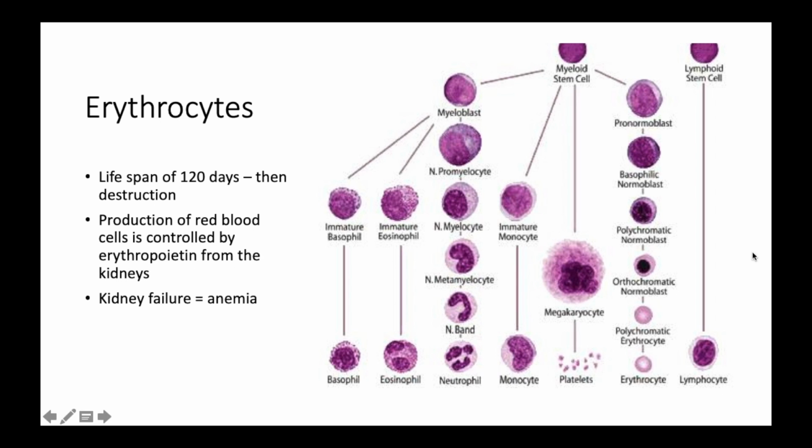I'll just point out here, all of these cells start from a myeloid stem cell in the bone marrow, and then of course they get shifted into various cells. So here we've got pronormoblast, basophilic normoblast, polychromatic normoblast, also known as rubricytes, and then down to a polychromatic or multicolored red blood cell, and then to its regular smaller red blood cell format.